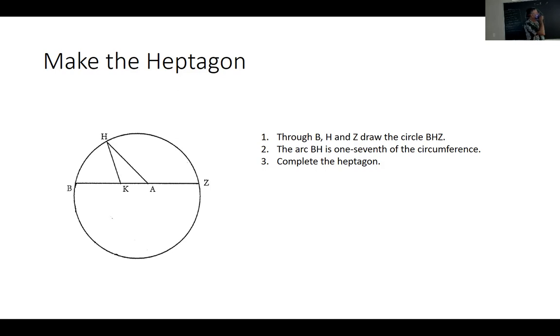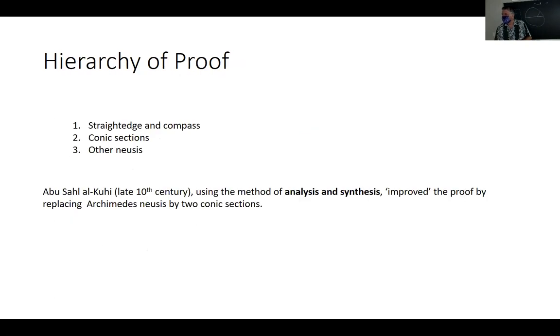And once you've done that, you can then make a heptagon, because then you can draw a line B to H, get out your compass. You can then make an arc length over here, and then with your compass, you just go around making 1/7 of the circle, and there's your heptagon. Okay, pretty impressive. And this impressed the people.